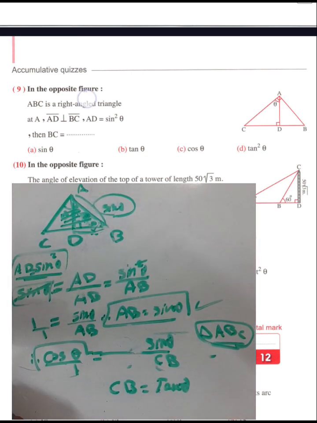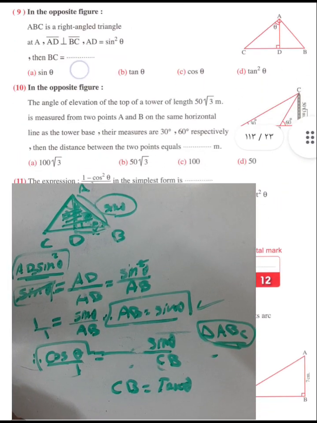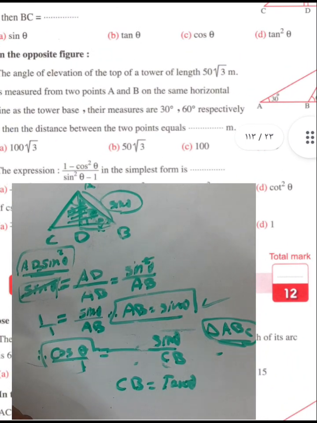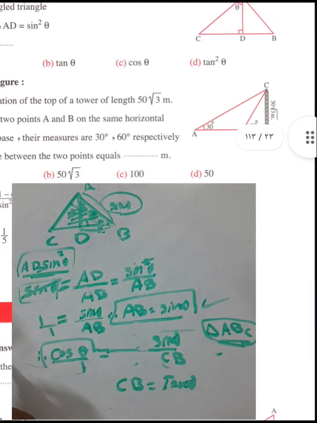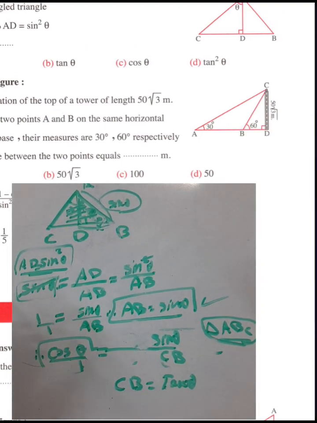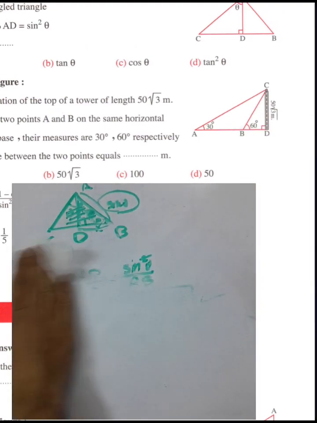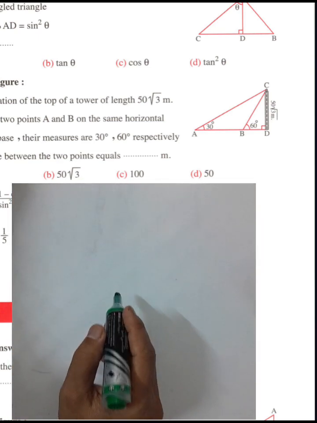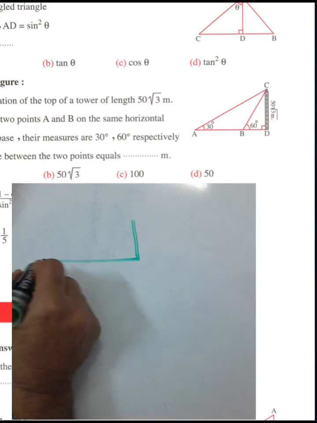Next example, question number 10. We have a triangle, and in this triangle you want to find the distance between 2 points. We have a triangle here, a right angle triangle.